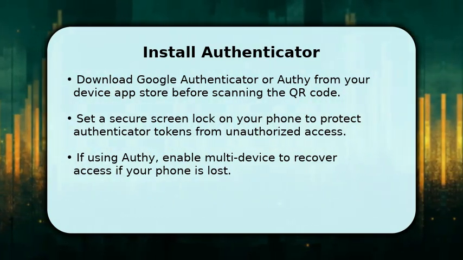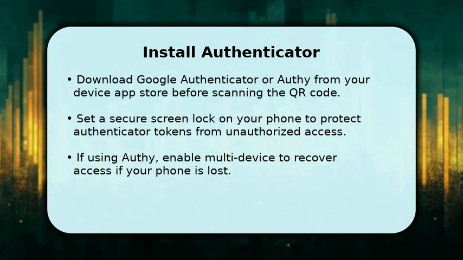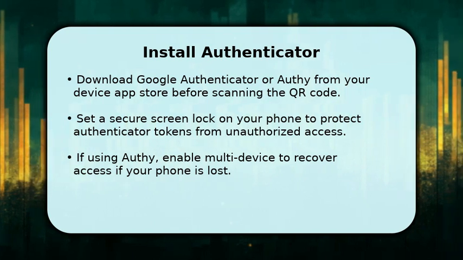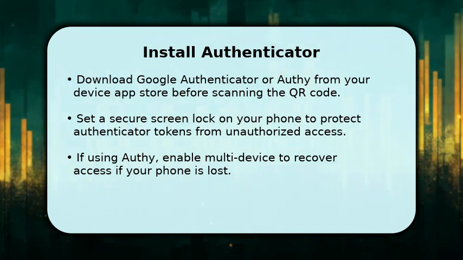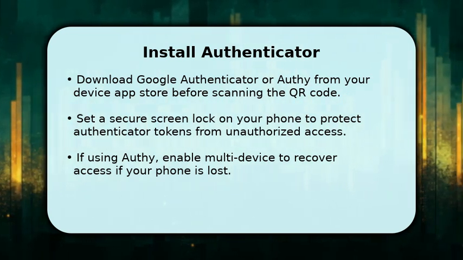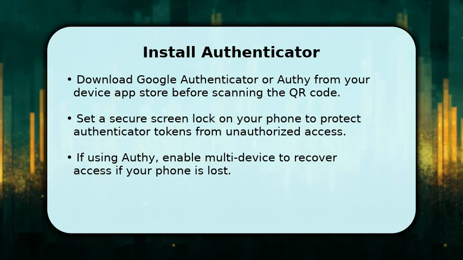Open the app and tap the Add Account icon, then choose to scan a QR code or enter a setup key manually. Keep the Coinbase setup screen open while you scan the QR code so you can copy the 6-digit code into Coinbase immediately.